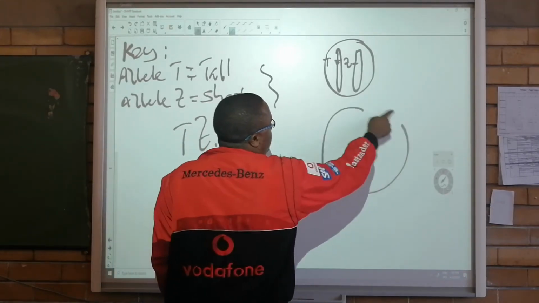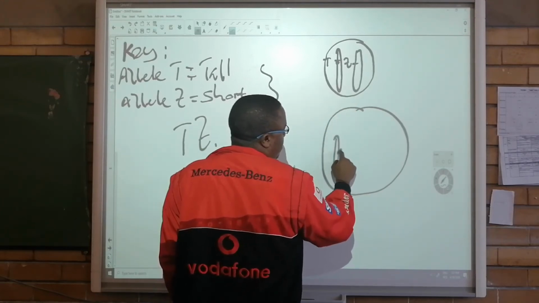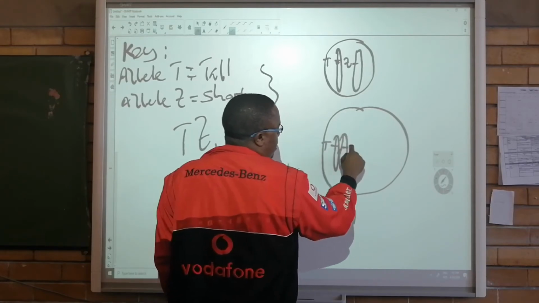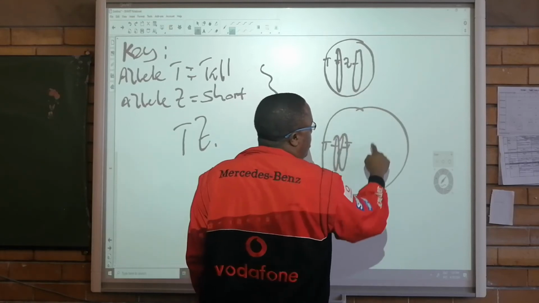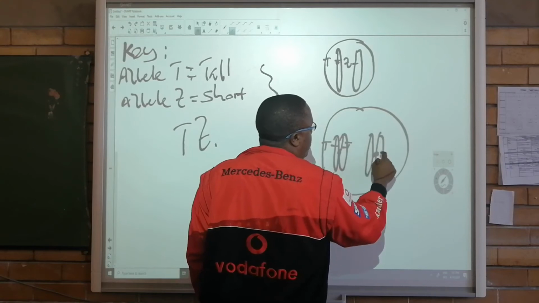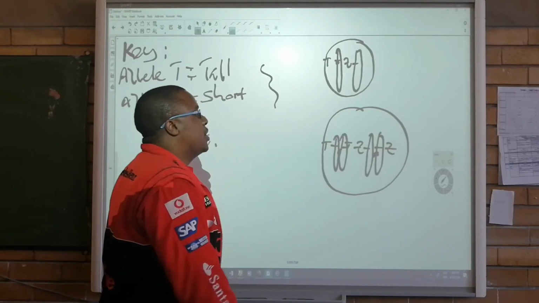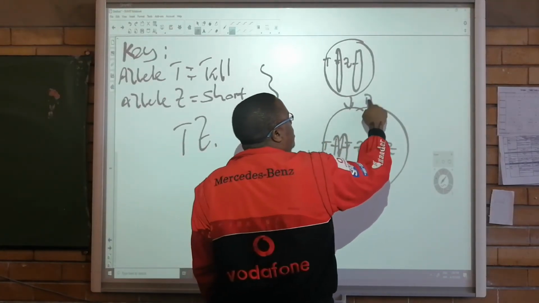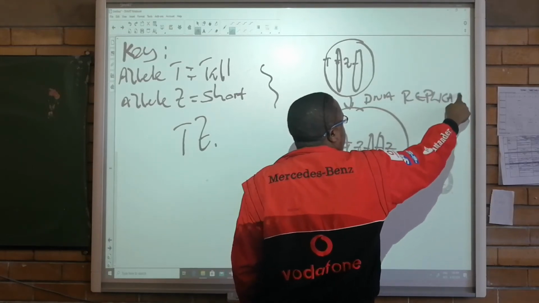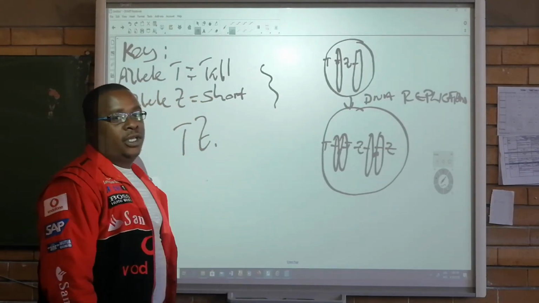Such that this one becomes double stranded with sister chromatids, and that one will also appear as double stranded with sister chromatids. This is what? DNA replication. I hope you get that.